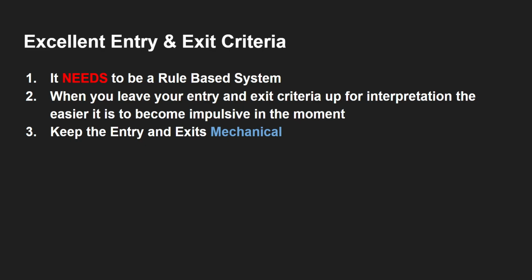And the last, which is the seventh element, is excellent entry and exit criteria. It needs to be a rule-based system. When you leave your entry and exit criteria up for interpretation, yes, you can anticipate the market condition. You can identify key time and price levels. But when it comes to entering, when price starts to expand away, you'll end up chasing it. Or when price starts dropping fast, you'll end up chasing it.